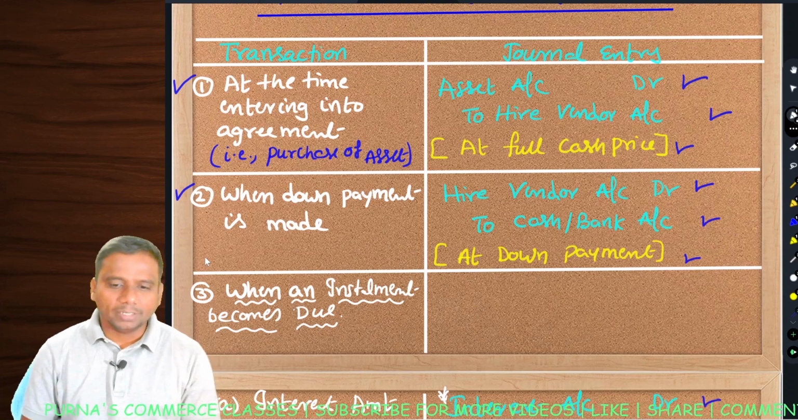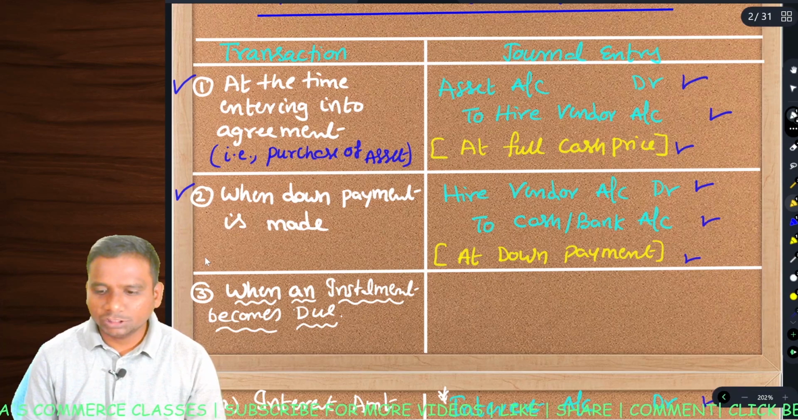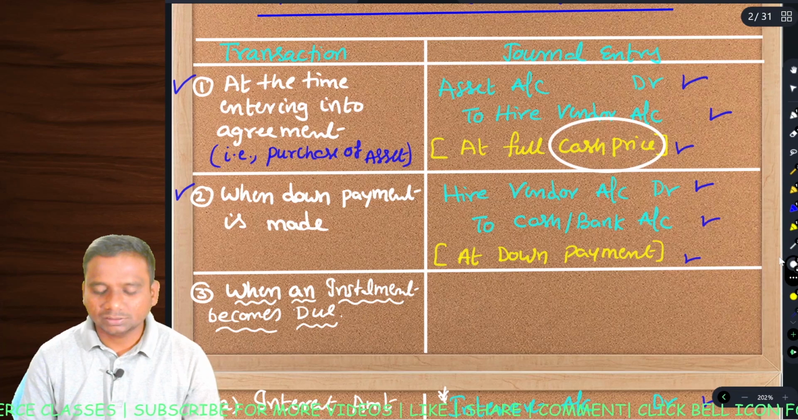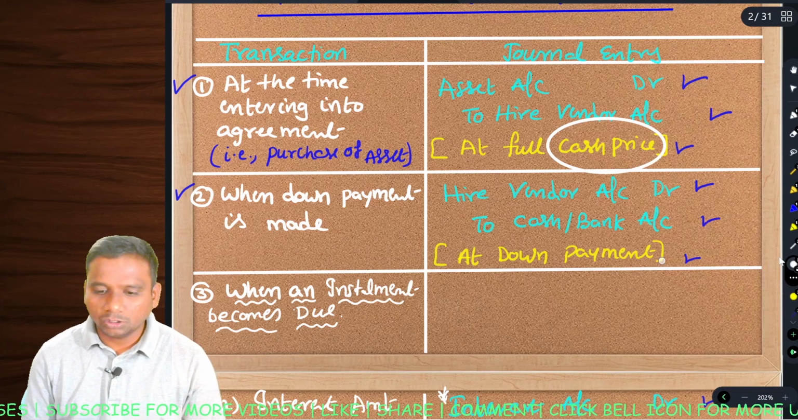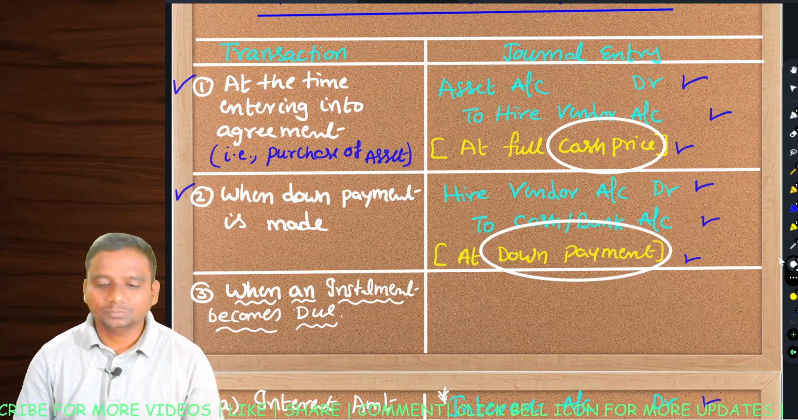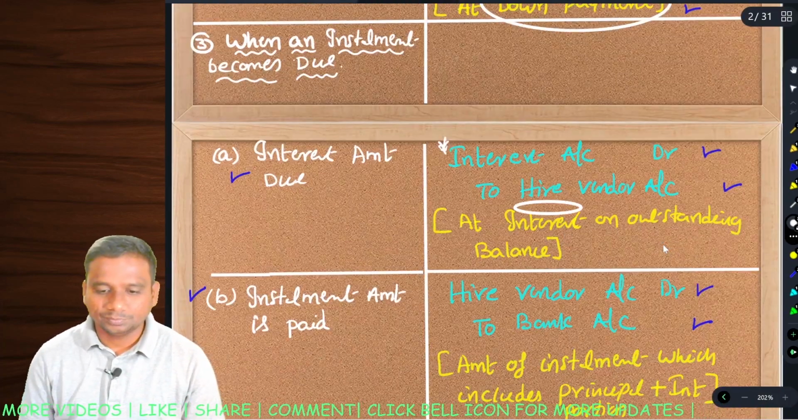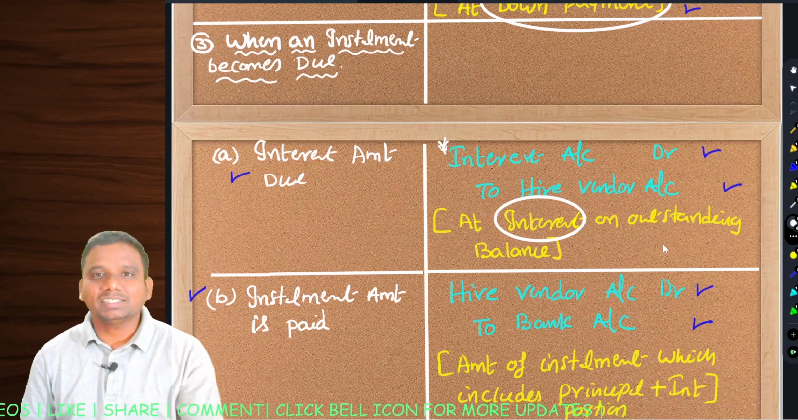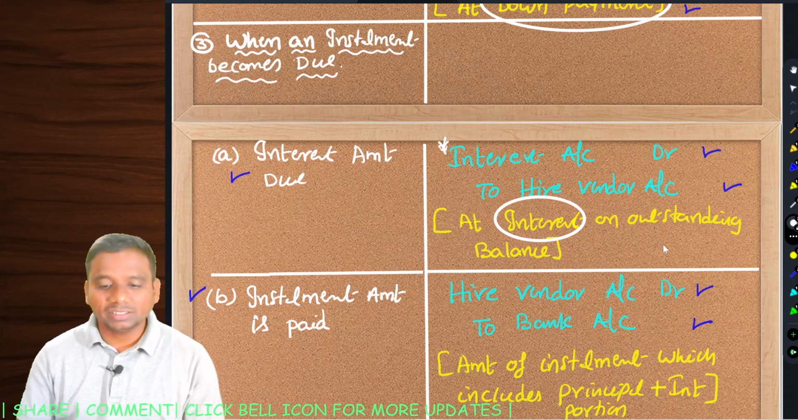Now look, to record the first entry, you need which price? Cash price. Understood? Yes. Now to record the second entry, what do you need? You need the down payment. Now third, here interest. That means you need only interest here. So we have different amounts. First transaction, cash price, it is different. Second transaction, down payment, it is different. Third transaction, interest, it is different.